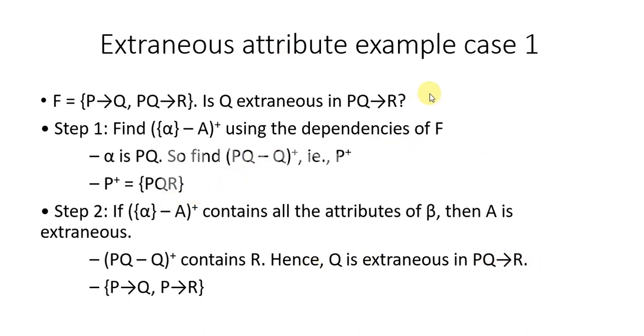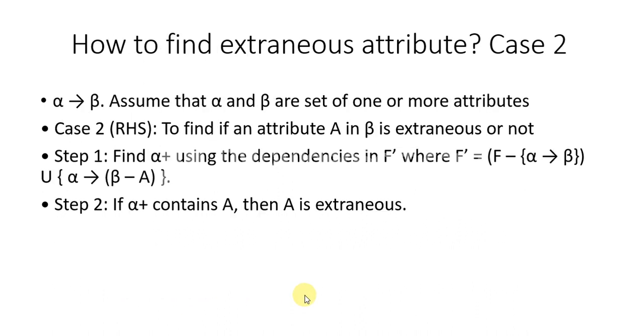And second case, how to find the extraneous attribute, case 2. Case 2 means this attribute appears in the RHS. So again consider the dependency alpha to beta, and again assume that alpha and beta are sets of one or more attributes. And in case 2, that is RHS, to find if an attribute A in beta is extraneous or not. Here we are considering this beta, that is RHS.